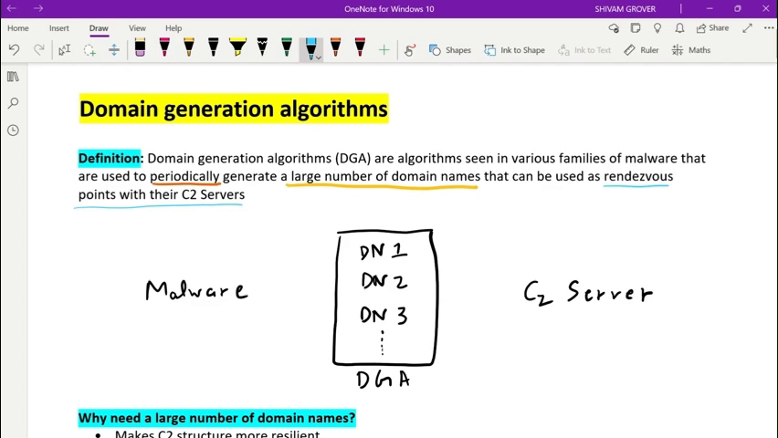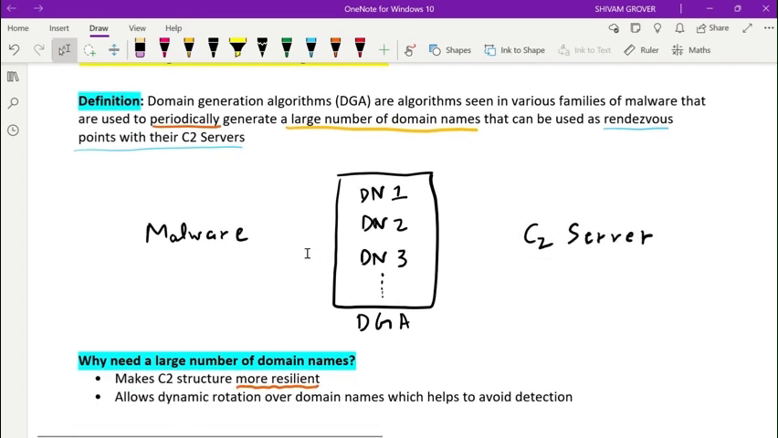So let's try to understand this process with this following diagram. Let's say there is a malware and there is a C2 server who want to communicate with each other. So the malware must use some domain name to communicate with the C2 server. Let's say it uses DN1 and DN2. So we have these options. So a malware can choose DN1 to communicate with DN2 if that domain name is available or it is unblocked.